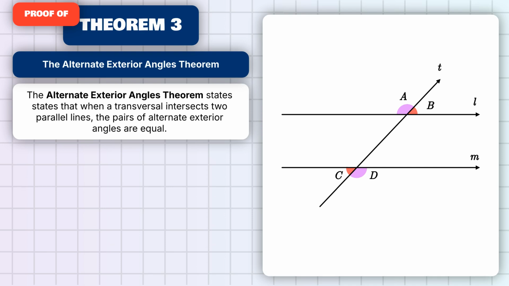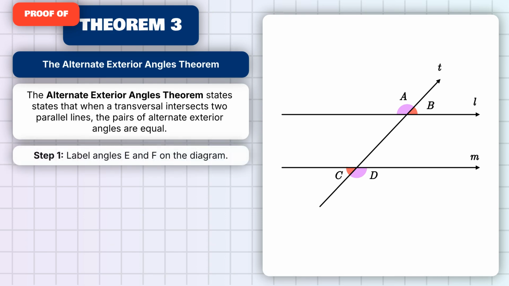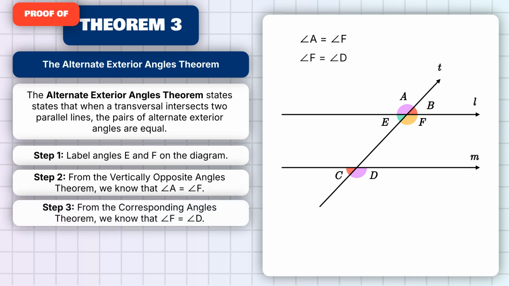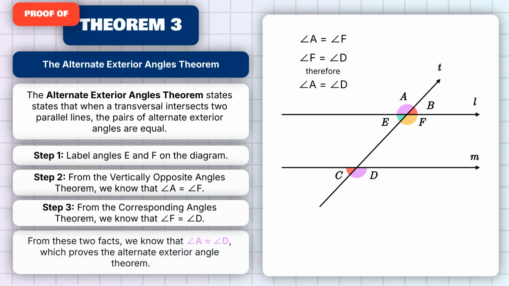We can prove this in a similar way to how we proved alternate interior angles. First, let's label the angles beneath A and B as E and F like this. From the fact that vertically opposite angles are equal, we know angle A equals angle F. Additionally, from the fact that angle F and angle D are corresponding angles, we know that they are equal. From these two facts, we know angle A equals angle D, which is what the alternate exterior angle theorem tells us is always the case. Again, pause the video and see if you can construct the analogous proof for why angle B equals angle C.